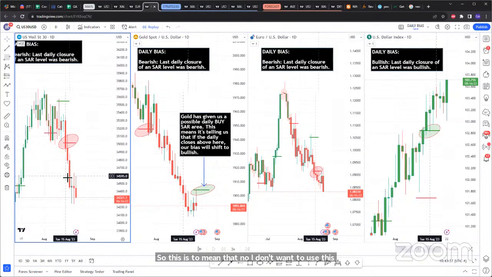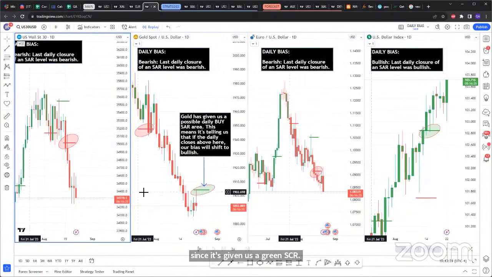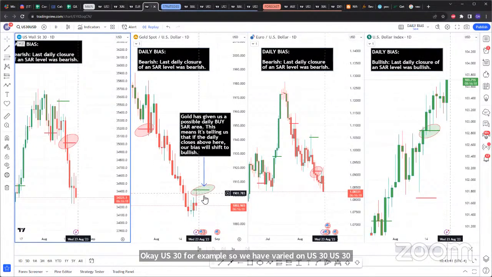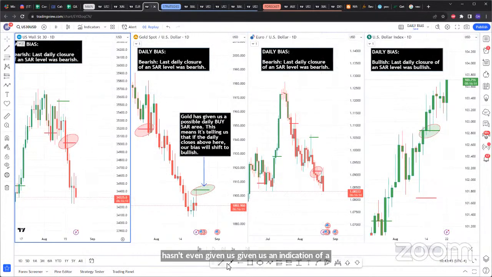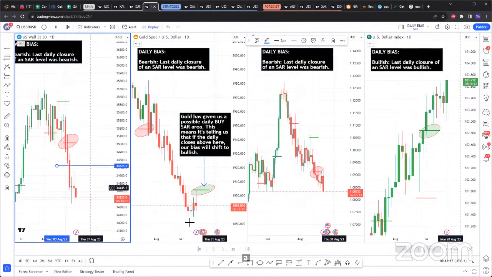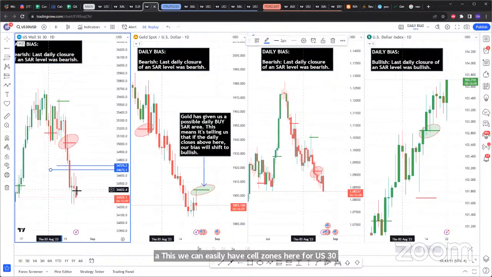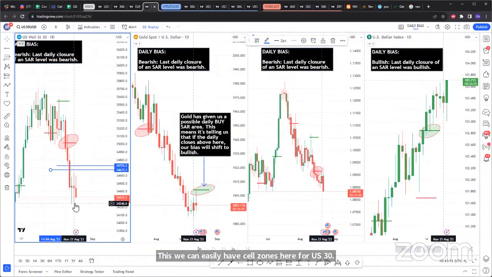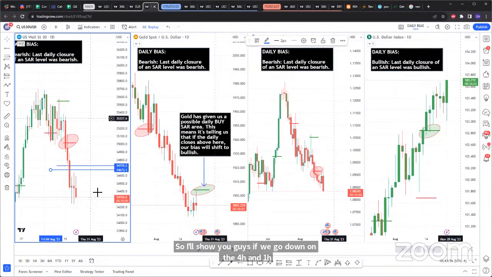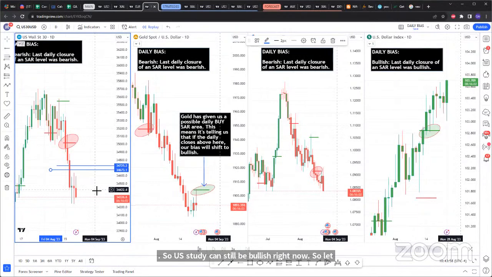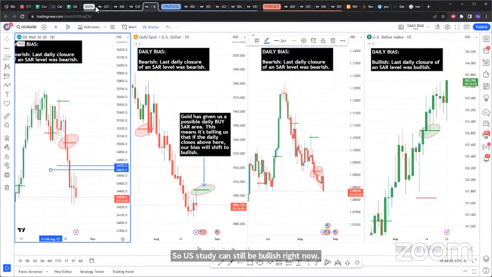So we are bearish on US 30. US 30 hasn't even given us an indication of a green SAR like gold did today. So we can easily have sell zones here for US 30. I'll show you guys if we go down on the 4 hour and 1 hour. US 30 can still be bullish right now, so let me show you an instance.